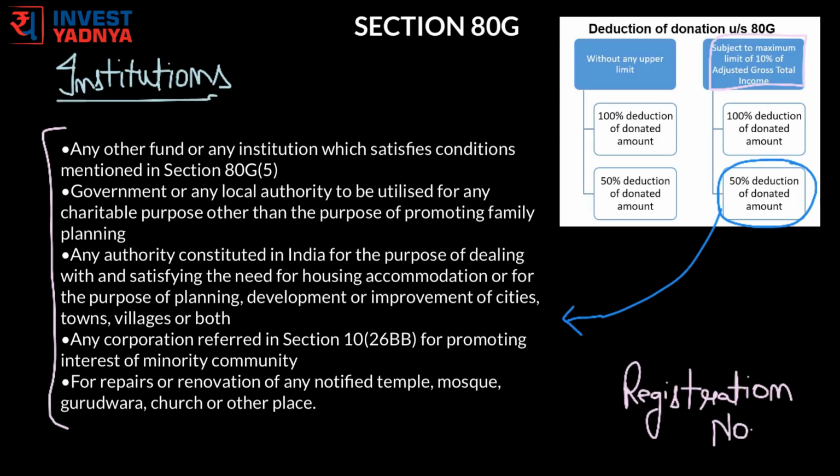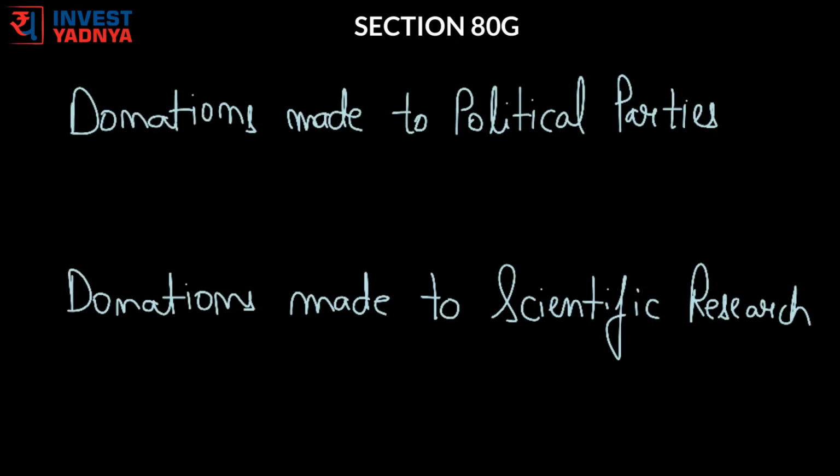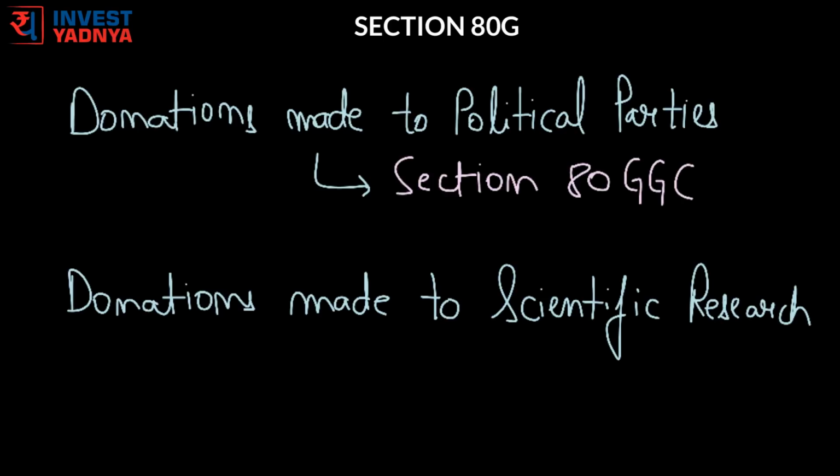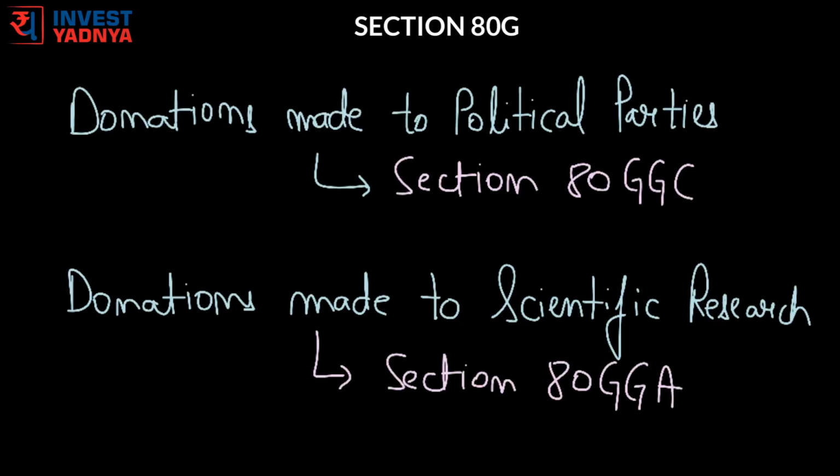Now, donations made to political parties and scientific research can be claimed as well, but not under this section. Section 80GGC offers tax deduction for donations made to political parties, and section 80GGA allows deduction for donations for scientific research, and we will discuss it later in separate videos. So that is all we have on this topic.